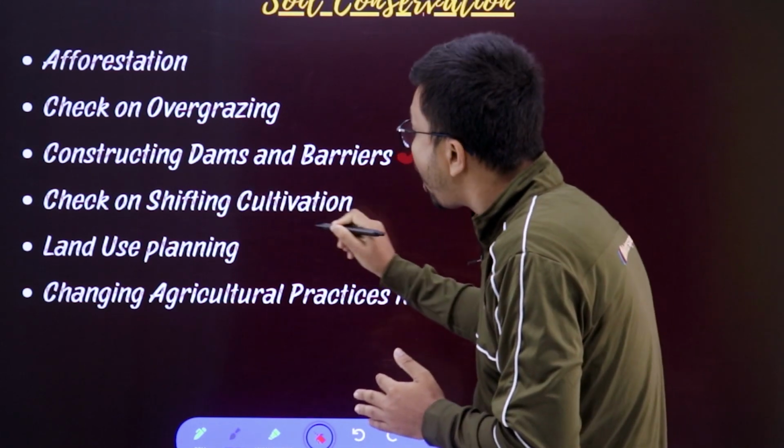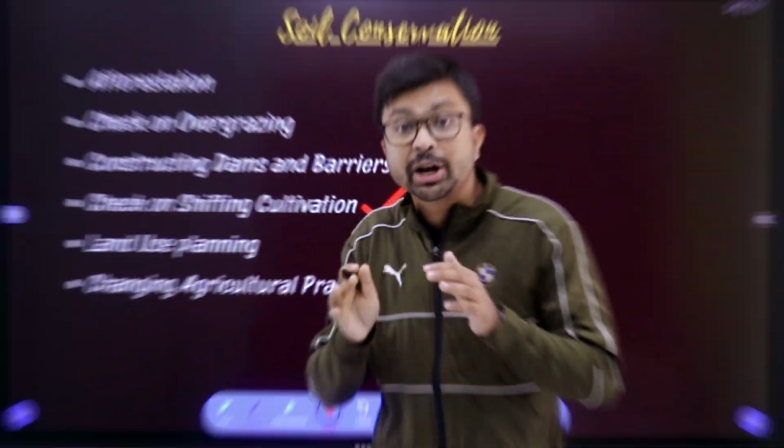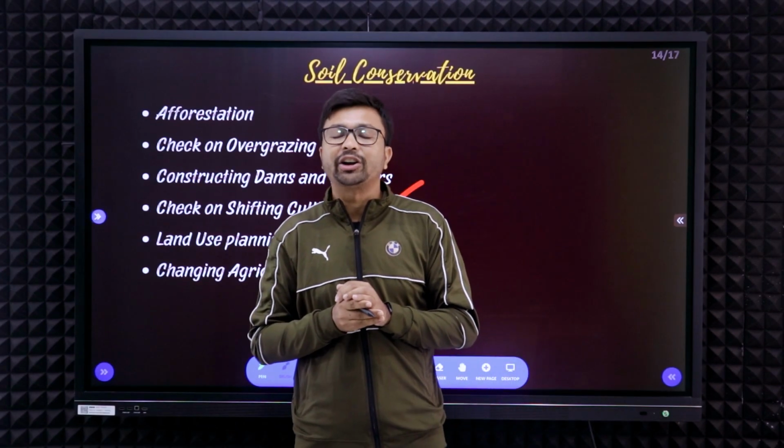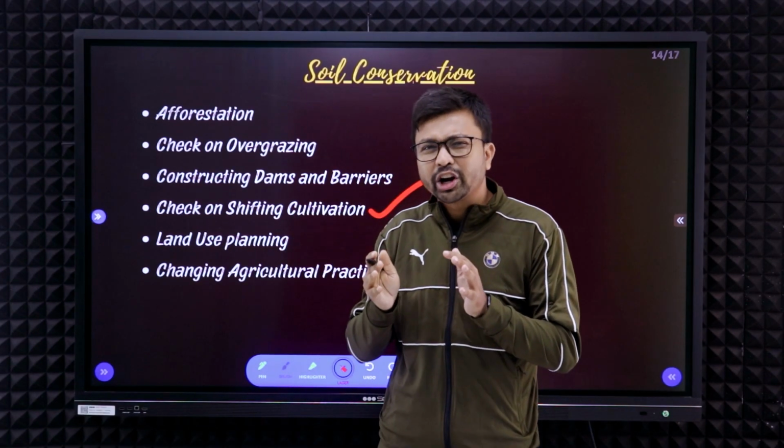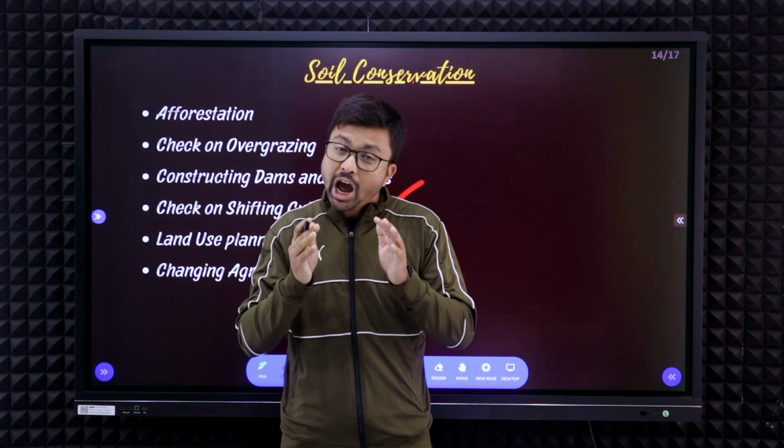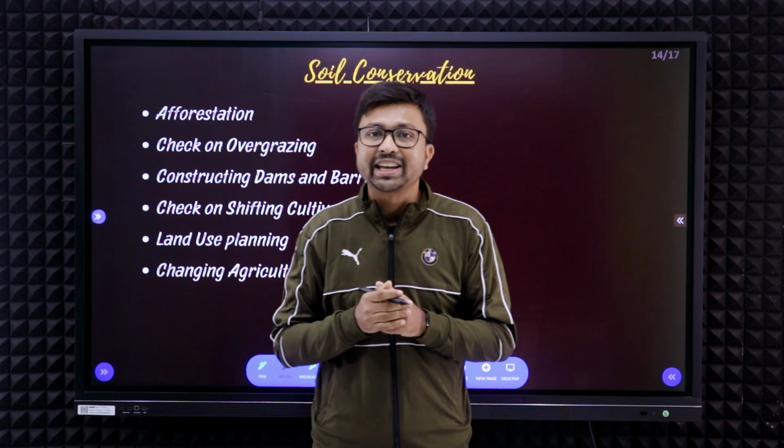Next, check shifting cultivation. Shifting cultivation is not good at all. Here basically what we are doing is taking new land, cutting the natural vegetation and converting the land into an agricultural field.